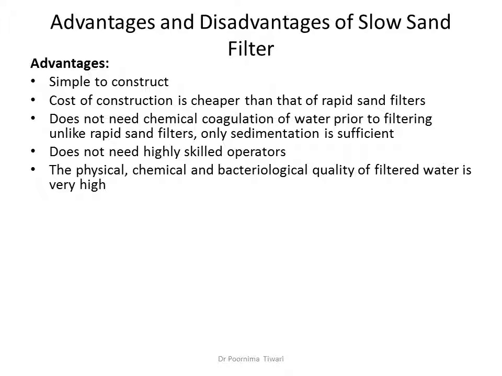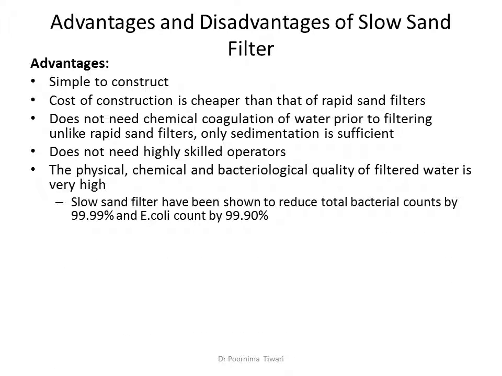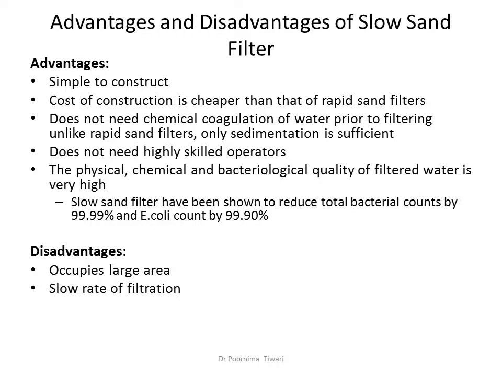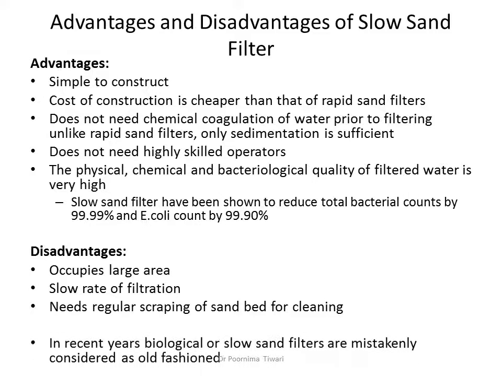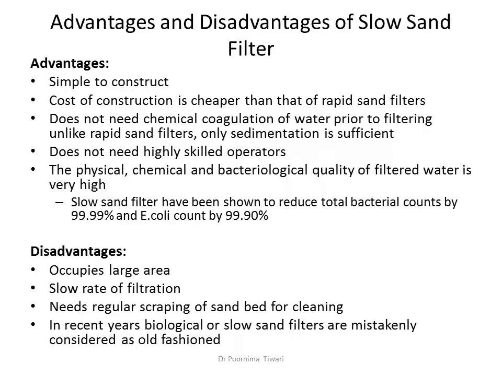and the physical, chemical and bacteriological quality of the filtered water is very high. Slow sand filters have been shown to reduce total bacterial counts by 99.99% and E. coli count by 99.9%. The disadvantages of the slow sand filter are that it occupies a large area and has a slow rate of filtration. It needs regular scraping of the sand bed for cleaning, and therefore in recent years people mistakenly consider that biological or slow sand filters are old-fashioned.